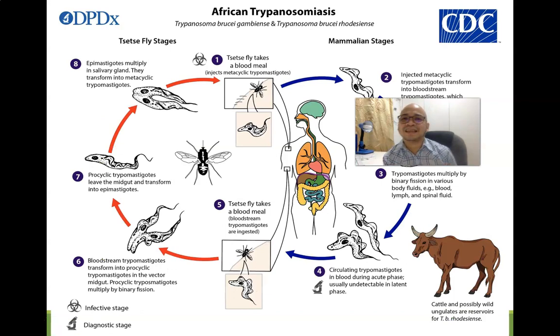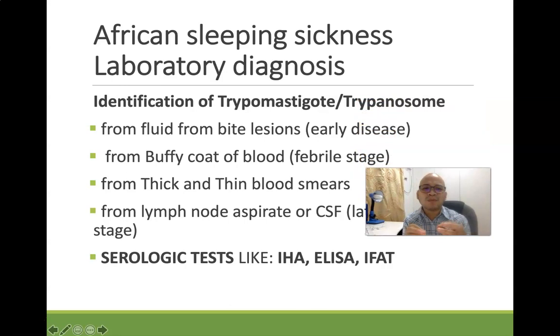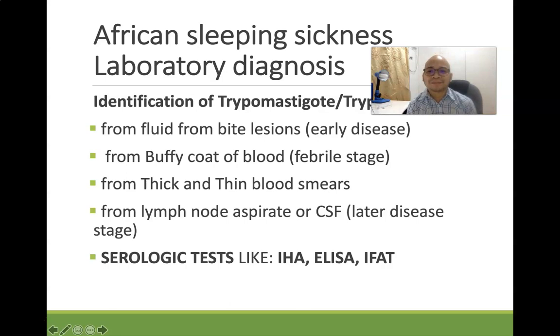So, what are the specimens for diagnosis? At the early stage of the disease, fluid from where the bite has taken place may be aspirated. Okay? But if the person is already feverish or at the febrile stage of the disease, a blood smear, okay, from the buffy coat. You know what a buffy coat is? If you will be centrifuging the blood, okay, at the bottommost part, that would be the packed red blood cells. And then the whitish, creamy layer between the plasma and the packed cell volume, you call that the buffy coat.